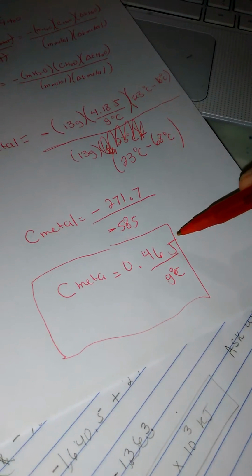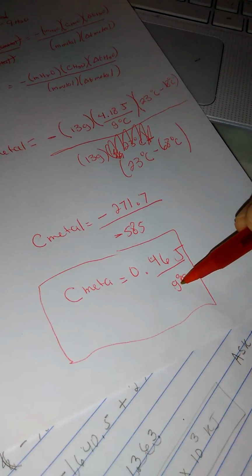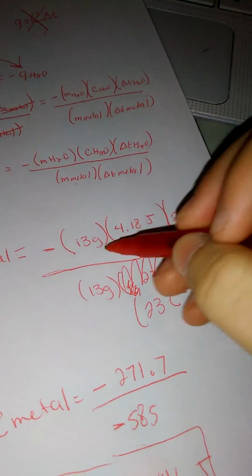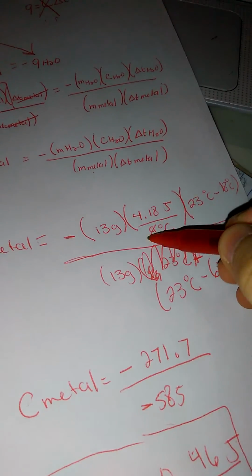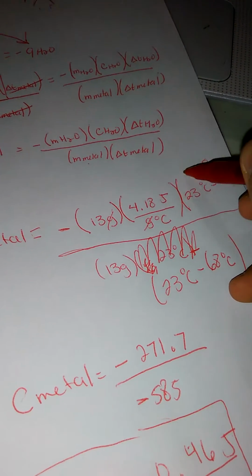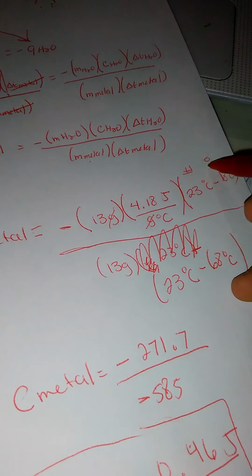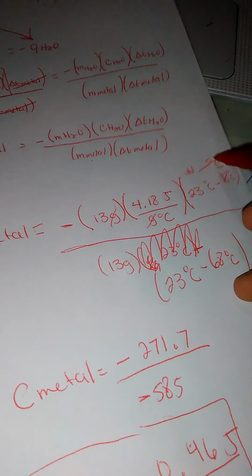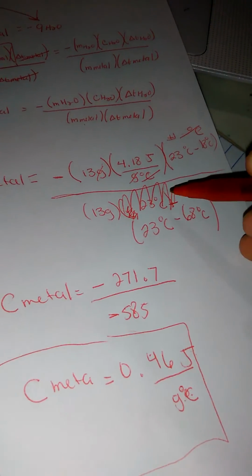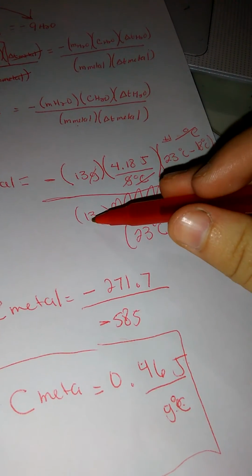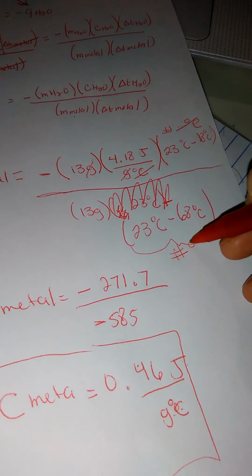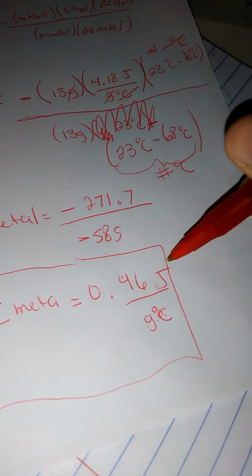And if you're asking why is it joules over grams degrees Celsius, it's because here we have grams, we cancel grams, and here we will have a number and degrees Celsius. So these are gonna cancel with the bottom. So on the top we will have joules, and on the bottom we will have grams times Celsius. So that is just the bottom.